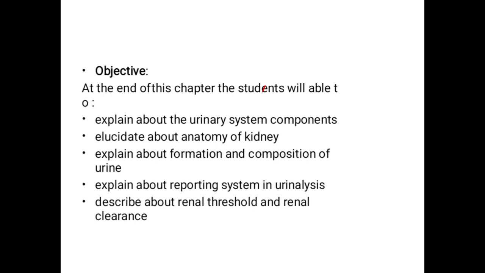The human kidney has mainly two structures. The structure of the human kidney is divided into external and internal structure. The external structure has parts. The first part of the external structure of the kidney is the renal capsule.